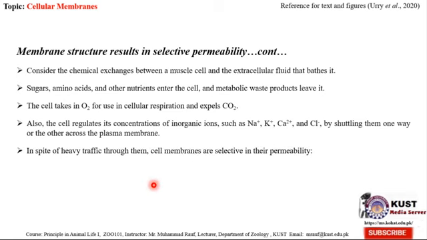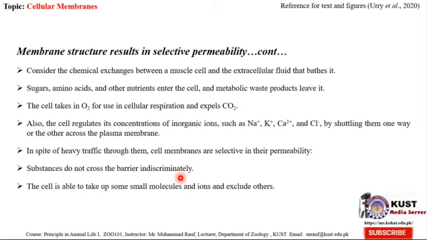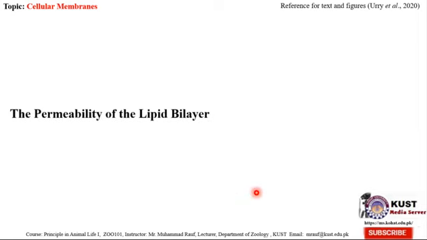So in spite of such heavy traffic, the cell membranes are selective in their permeability. They do not allow everything to move at their own will. There is a proper control to the movement of molecules. Substances do not cross the barrier indiscriminately. The cell is able to take up some small molecules and ions and prevent others from entering.